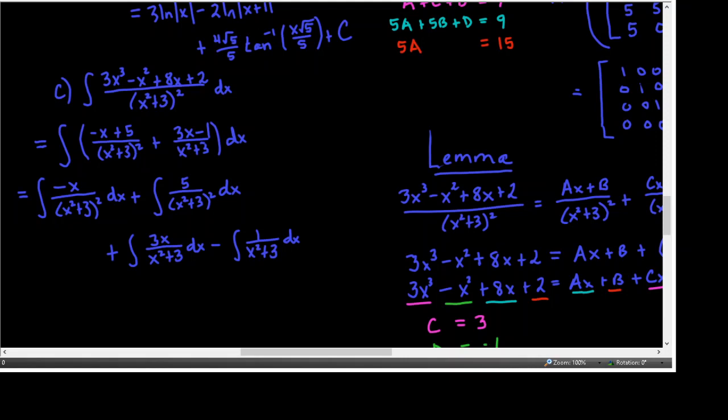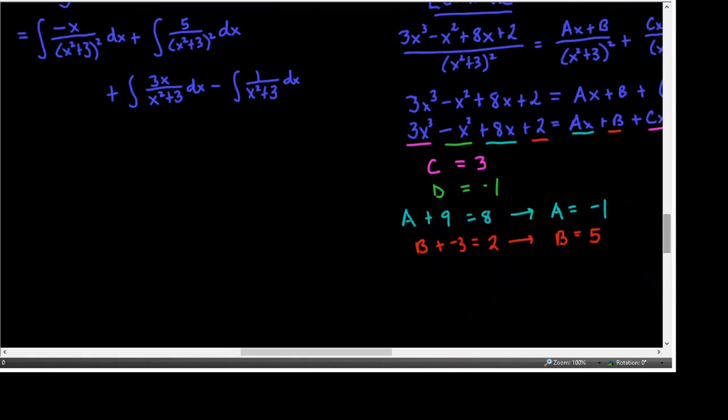Okay, hopefully you were able to make some headway with this one. So for the first one, I guess I'm going to color code these. So this will be pink. For the first one, if I let u equal x squared plus 3, du is 2x dx.